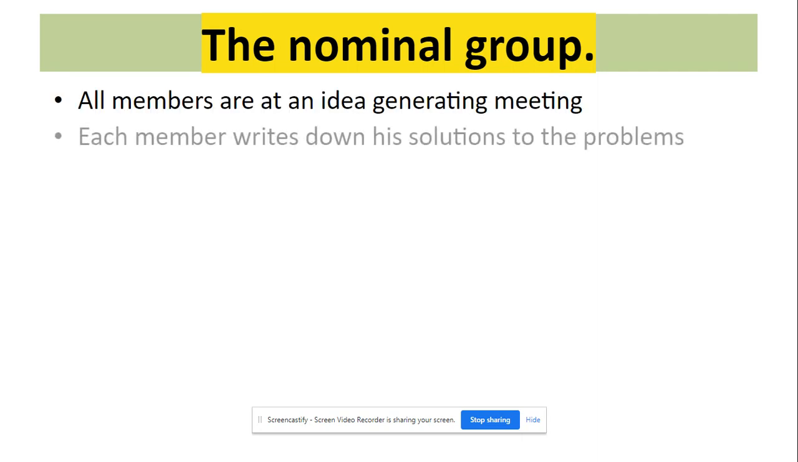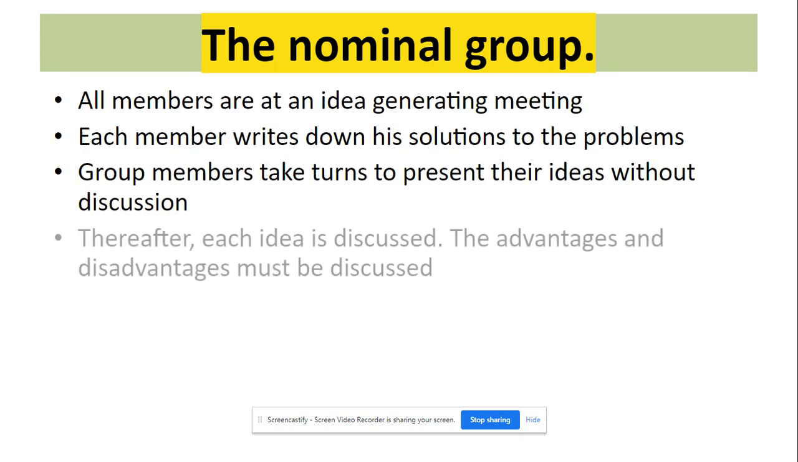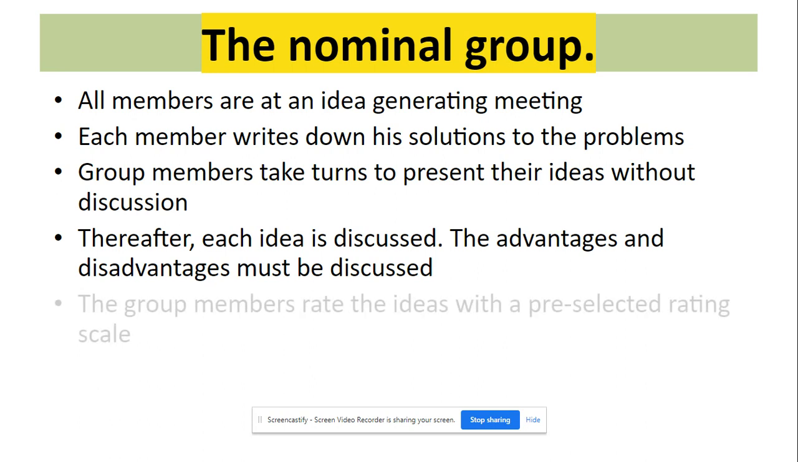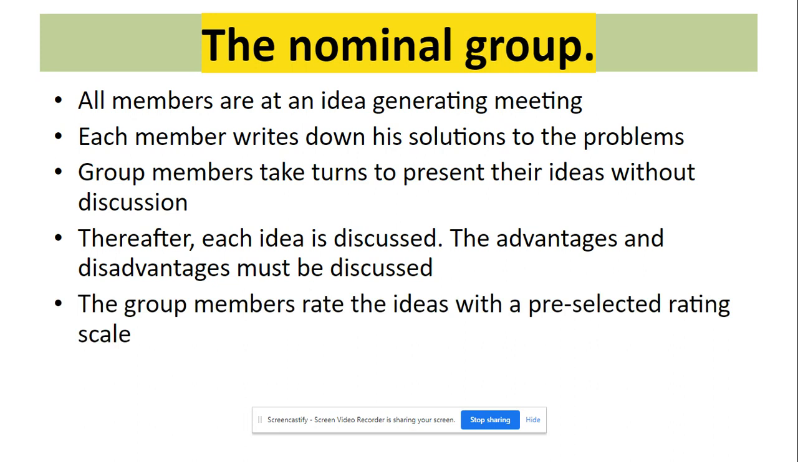Okay, the nominal group technique. People go to an idea generating meeting. Each member writes down his solution to the problem. So everybody considers. Group members take turns to present their idea without any discussion. Thereafter, each idea is discussed, the advantages and disadvantages are discussed, and then the final decision is made using a pre-selected rating scale.